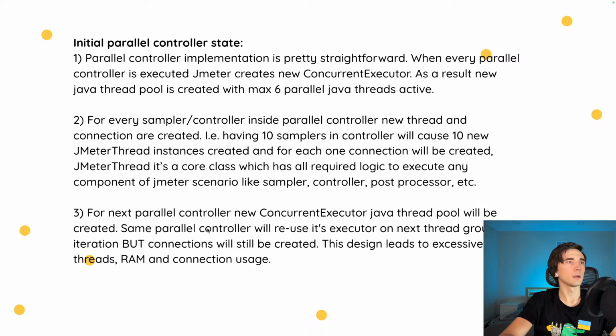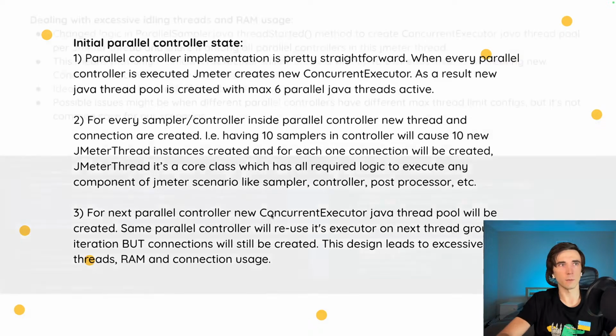Let me check. Yeah, so if you have multiple parallel controllers in your scenario, then for each new parallel controller, a new concurrent executor will be created. But let's say the first parallel controller will reuse its own executor on the next iteration. But still, connections will still be created. Why? We'll figure it out later. So step by step, what's going on?